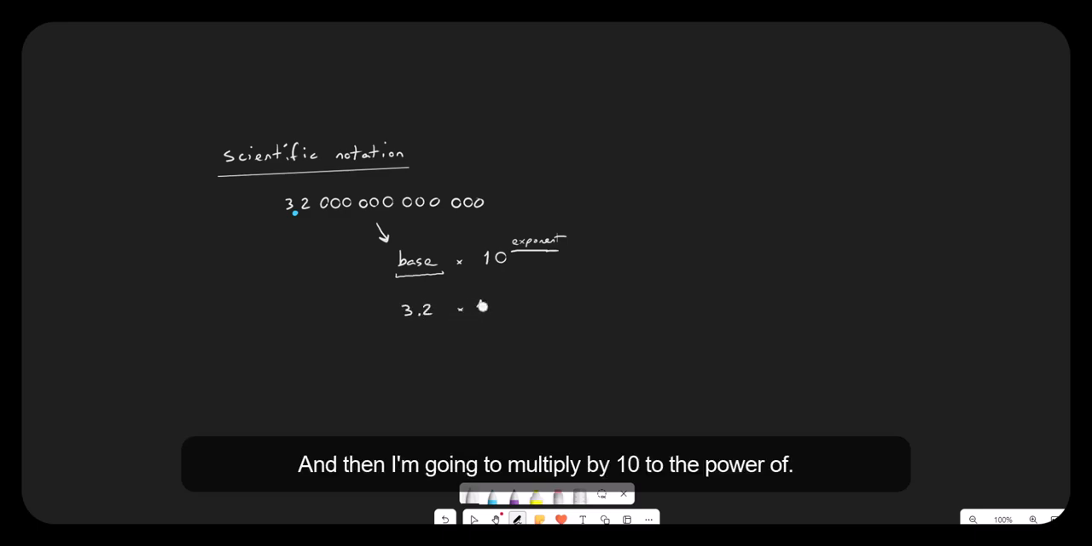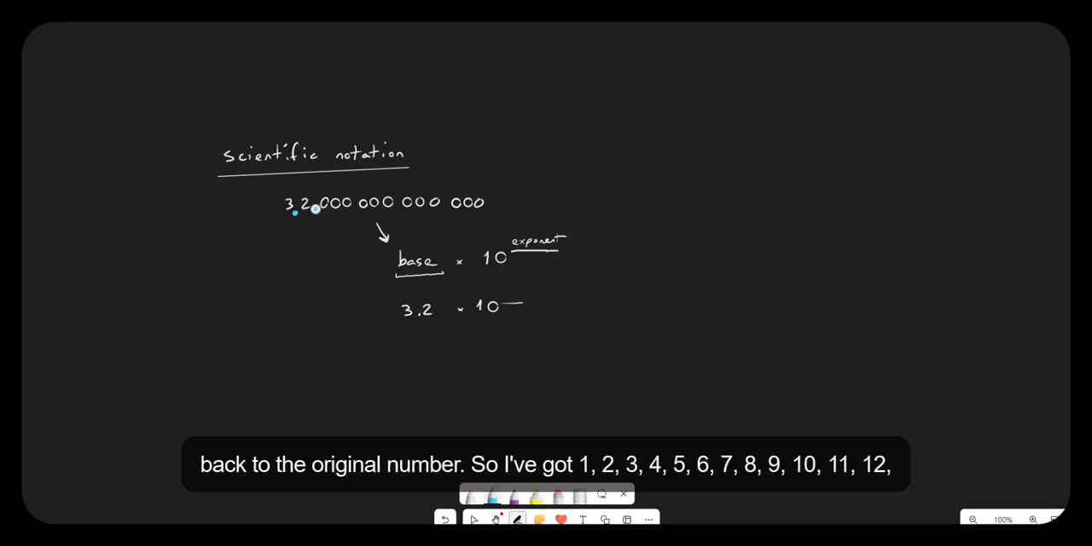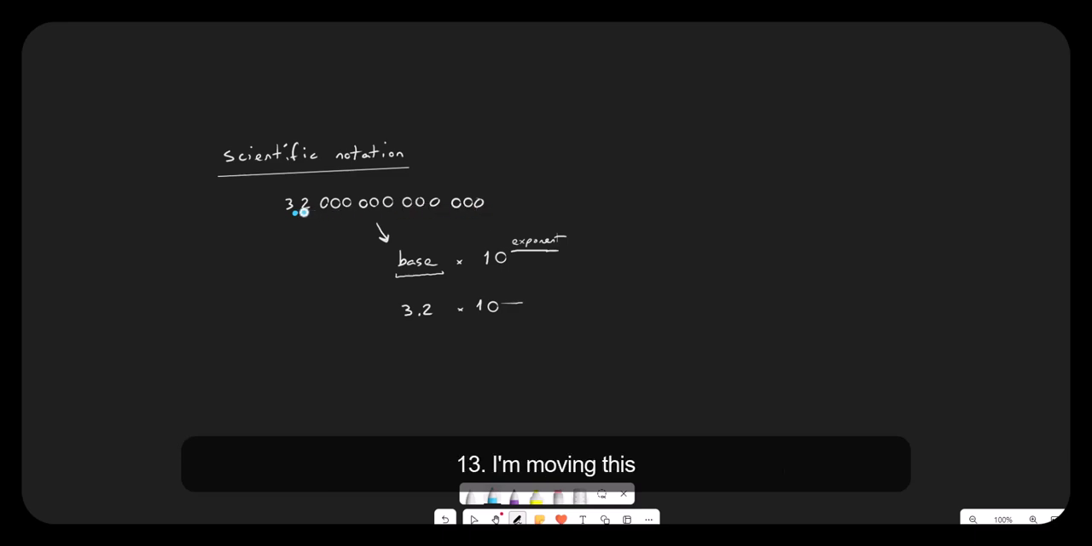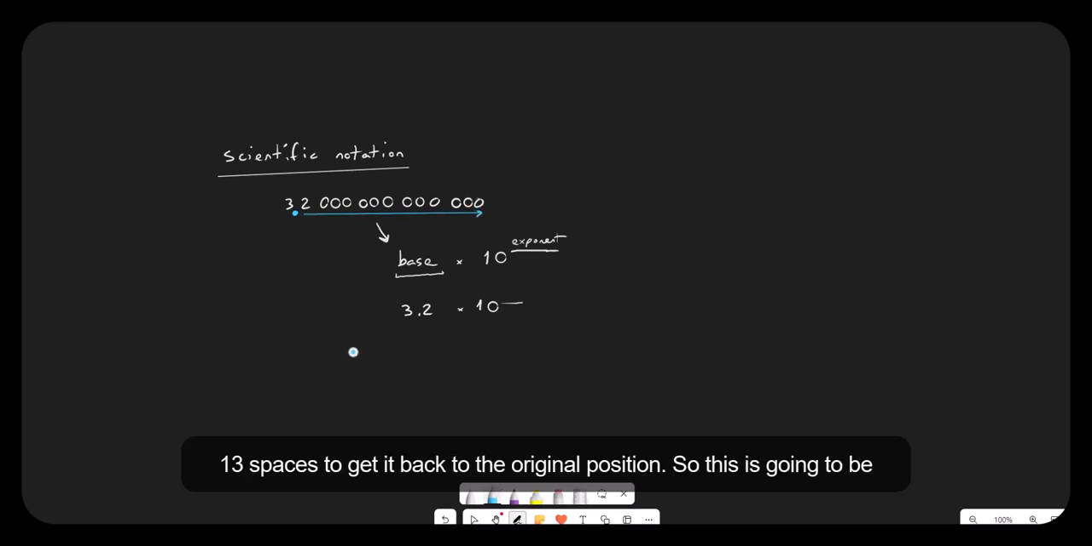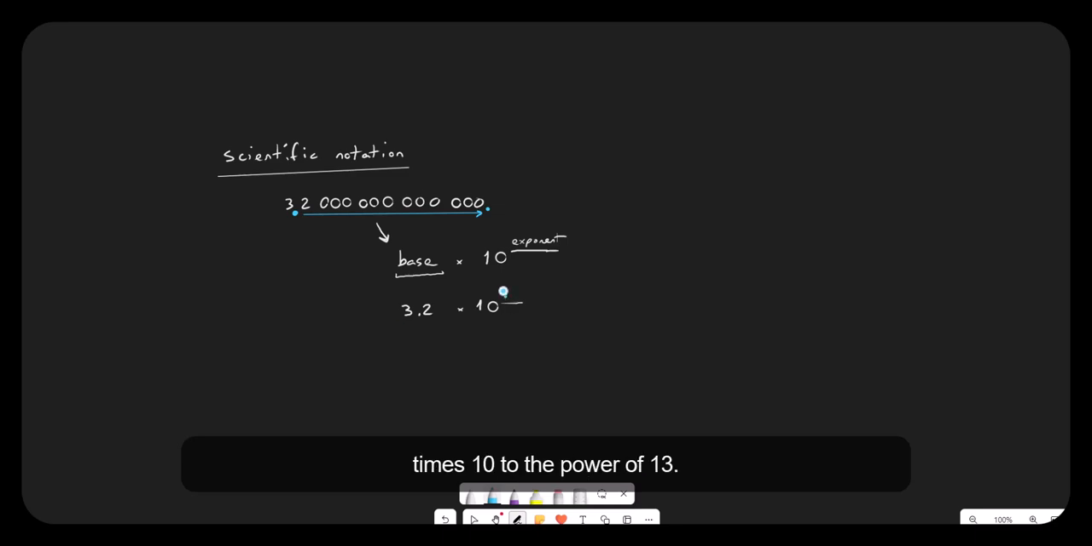And then I'm going to multiply by 10 to the power of, and I have to count how many spots I need to move this decimal to get it back to the original number. So I've got 1, 2, 3, 4, 5, 6, 7, 8, 9, 10, 11, 12, 13. I'm moving this 13 spaces to get it back to the original position. So this is going to be times 10 to the power of 13.